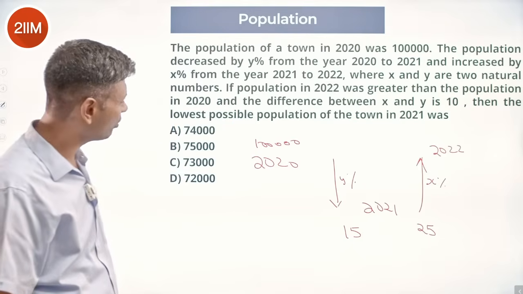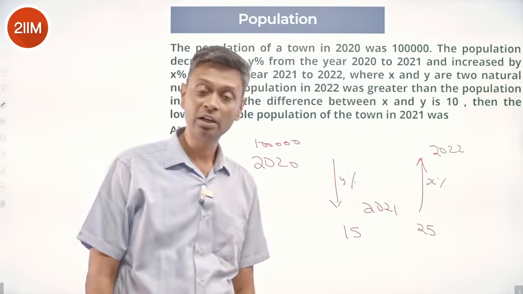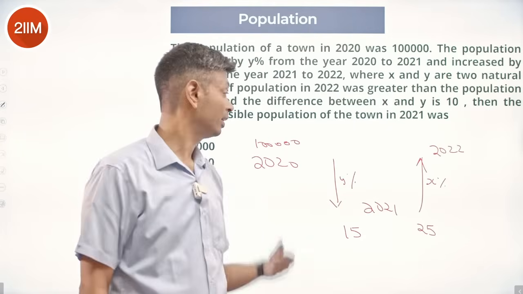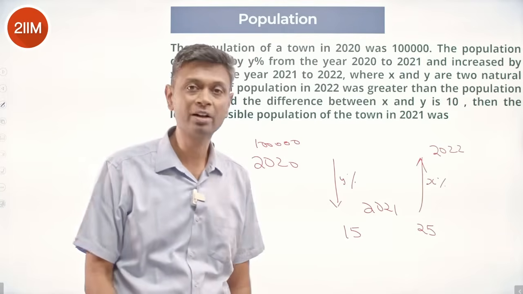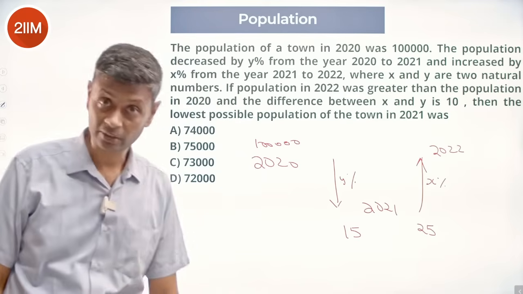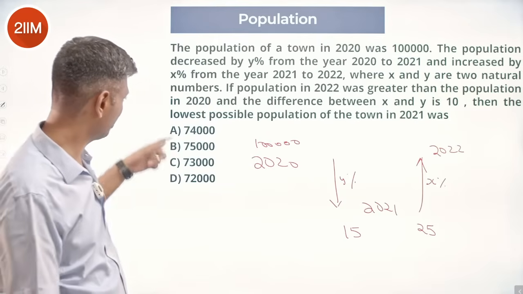And so we're solving for 100,000 into 1 minus Y by 100 into 1 plus X by 100 to be greater than 100,000. And so 1 minus Y by 100 into 1 plus X by 100 should be greater than 1. We know additionally the difference between X and Y is 10. Beautiful question. But shouldn't do all that, should look at these numbers.